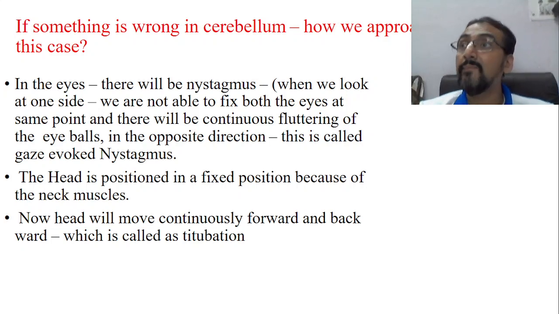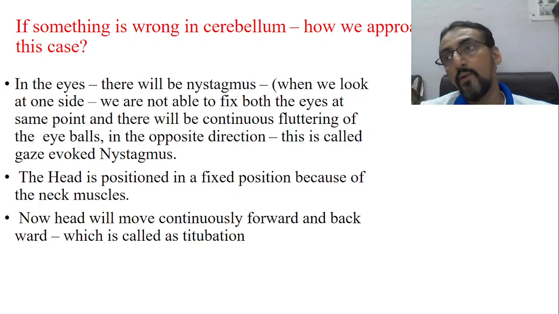Another sign is in the head. Head nodding will also be there, because the head is positioned in the midline, in a straight line, by many muscles. When muscle movements are finely tuned by the cerebellum and there is no cerebellum, even the head is not fixed in the correct position, and there will be nodding of the head. In Ayurveda we say Hatha Kandara. So the head will be continuously moving forward and backward, or sometimes moving horizontally also.